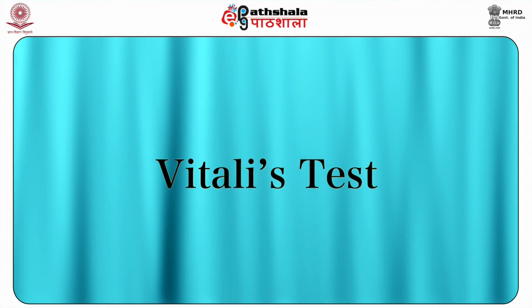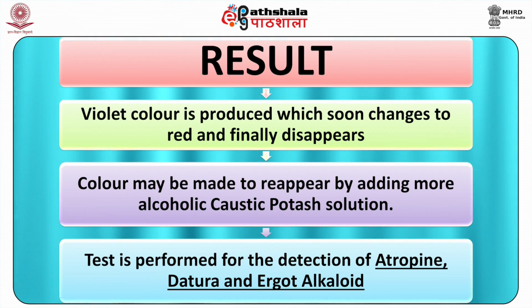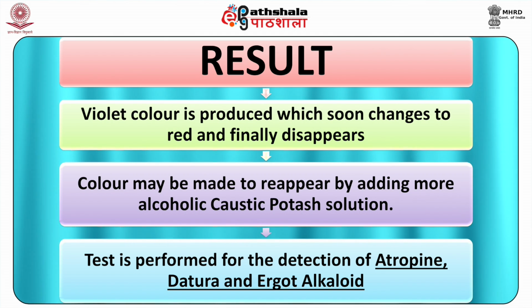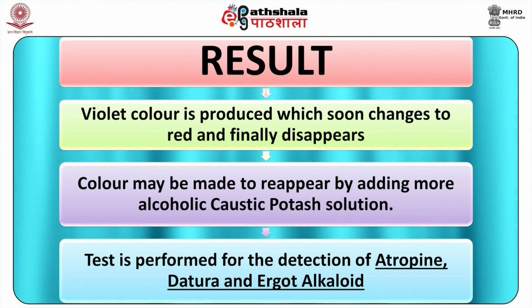Next is the Vitali's test. A portion of residue of the extract is treated with a few drops of fuming nitric acid in a porcelain basin. It is evaporated to dryness on a water bath. The residue is cooled and moistened with a few drops of freshly prepared alcoholic caustic potash solution, when a violet color is produced, which soon changes to red and finally disappears.